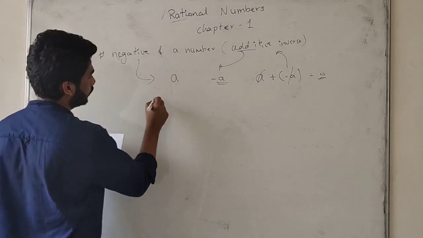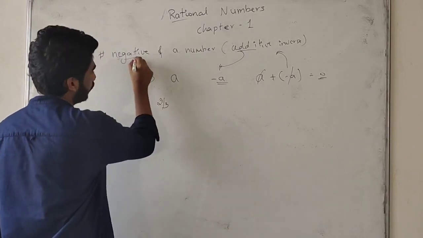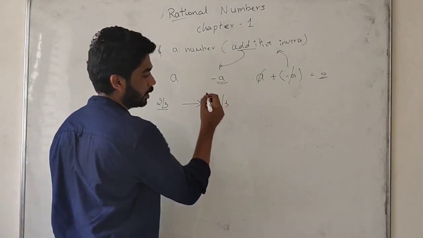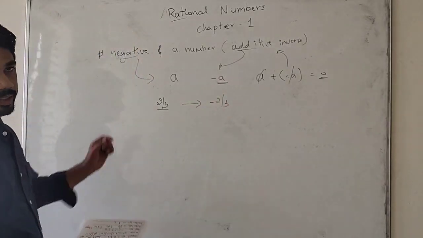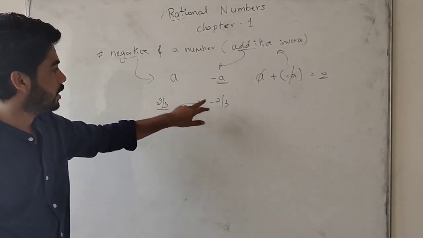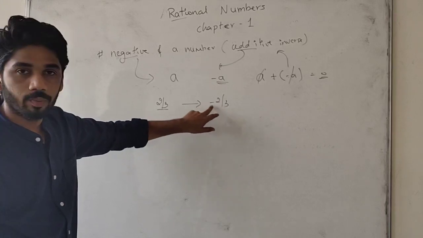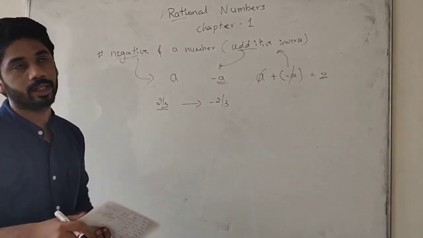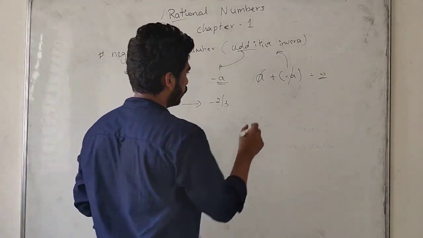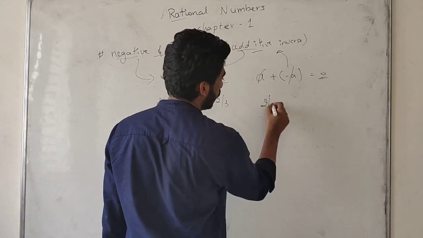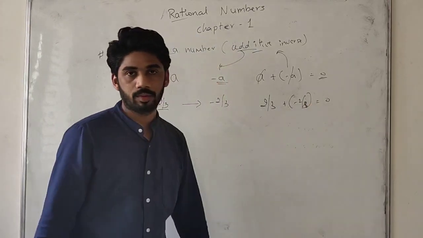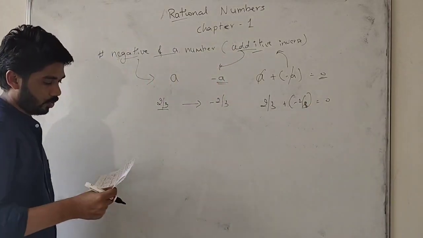For example, we can take 2 by 3. The additive inverse of 2 by 3 is minus 2 by 3. It is a simple concept. So friends, the number 2 by 3, if we add a minus sign to it, it becomes minus 2 by 3. So it is called negative of a number. Additive inverse rule: 2 by 3 plus minus 2 by 3, if we solve this, we get 0. Negative of a number.